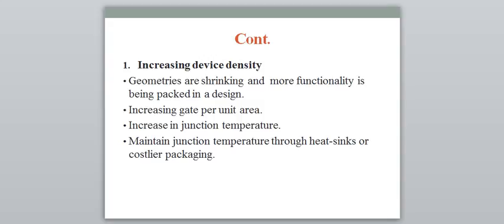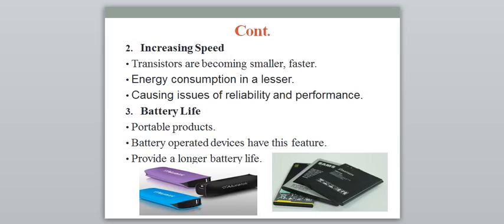So the next part is increasing speed. The transistors are becoming smaller and they are also becoming faster. Increasing frequency means the energy is consumed in a lesser duration, thereby increasing power. This also raises the junction temperature, thereby causing issues of reliability and performance.